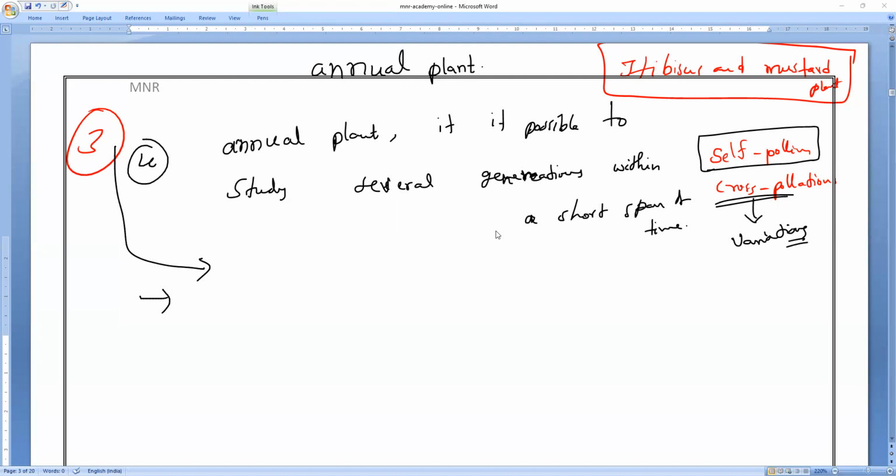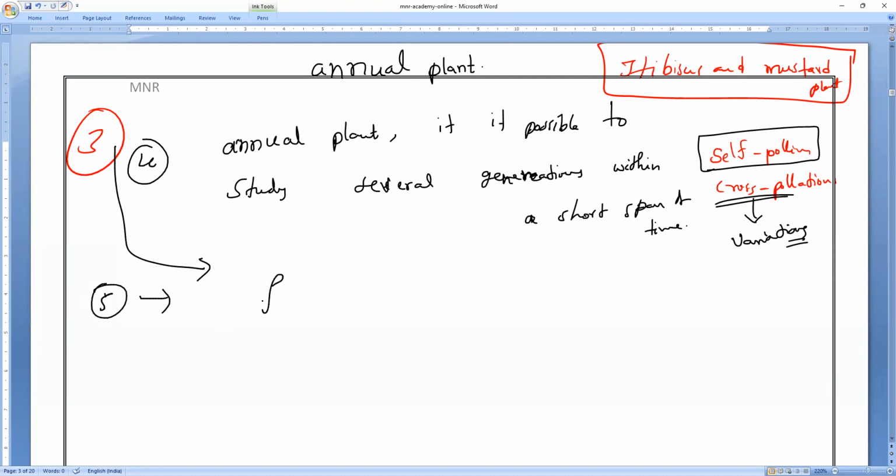and it is easy to get pure lines for several generations. That is the third point. Next, this is the fourth point.